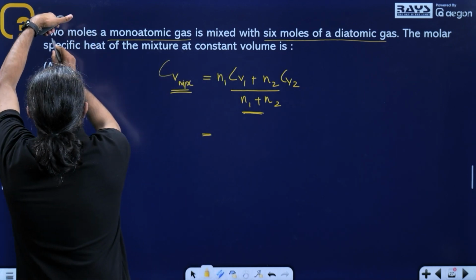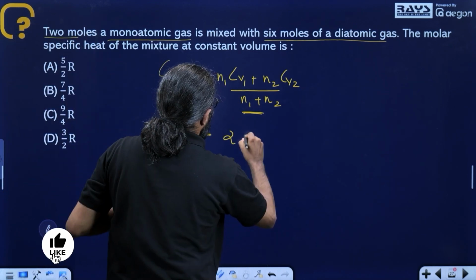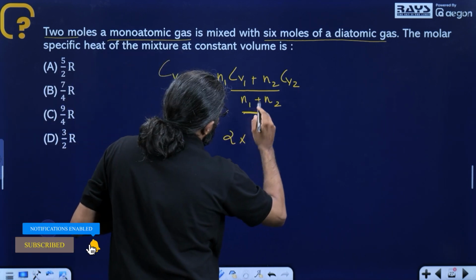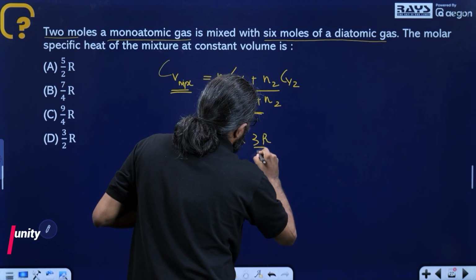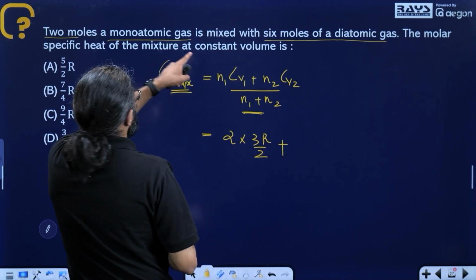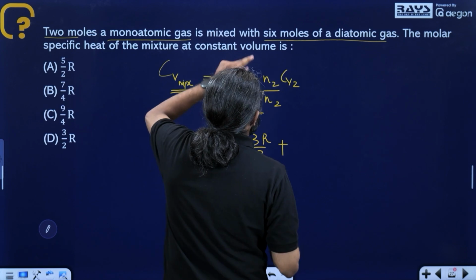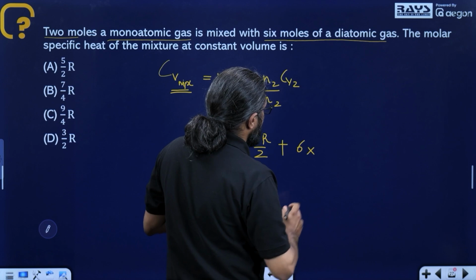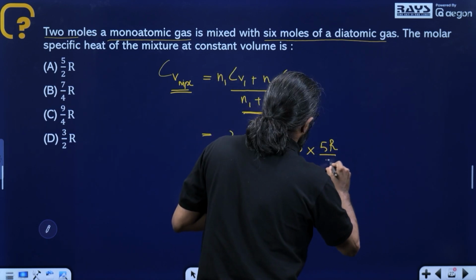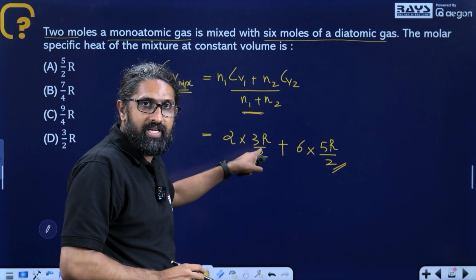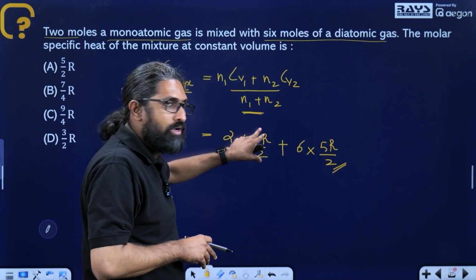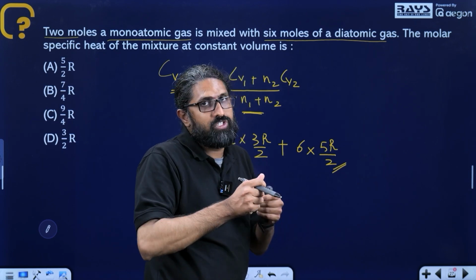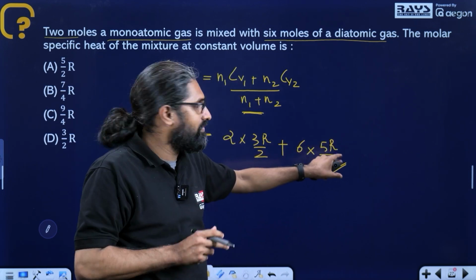Alright. Now, N1 here is 2 moles for the first component, and the first member of the mixture is a monoatomic gas, so CV will be 3R by 2 plus N2, the second component, has 6 moles, so 6 into CV2. For a diatomic gas, CV will be 5R by 2. Considering 3 translational degrees of freedom for a monoatomic gas, and for a diatomic gas, there are 3 translational degrees of freedom and 2 rotational modes as well. So there are 5 degrees of freedom here. That's exactly why we have 5 here.